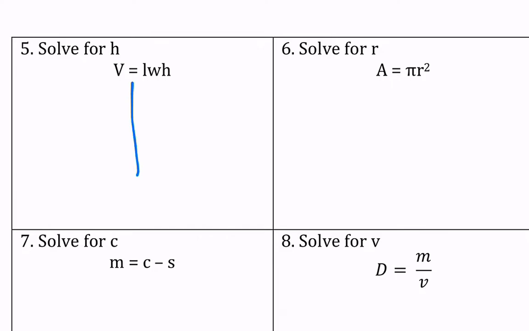On problem number 5, it wants h by itself, so this is very similar to the one we just did. Notice L, W, and H are all touching, so that means length times width times height. So since it's all multiply, I know I need to divide to get rid of the variables I do not want. I do not want L, and I do not want W. What I do on one side, I do to the other.